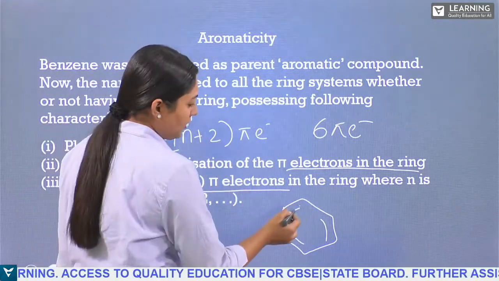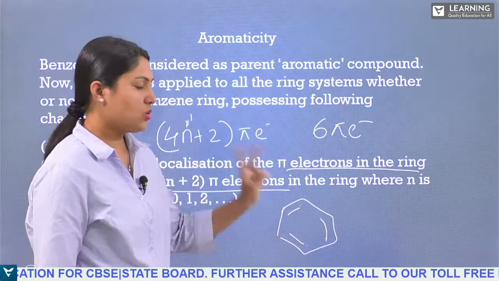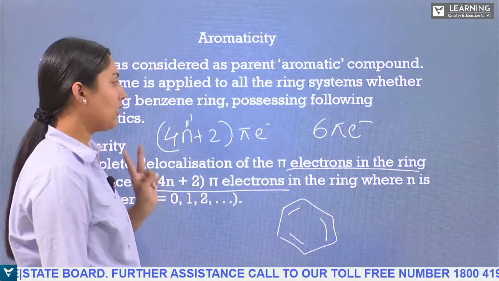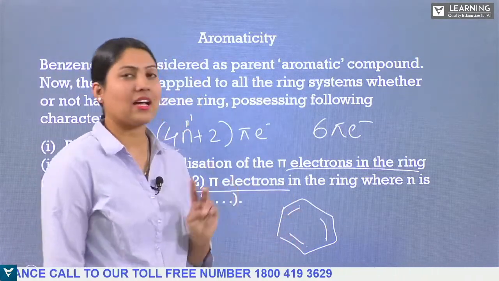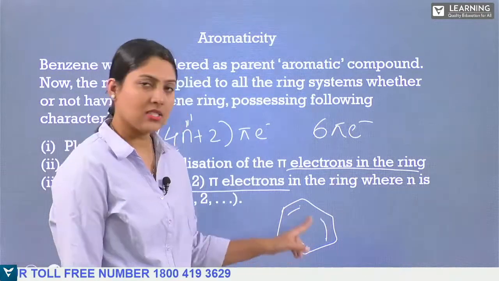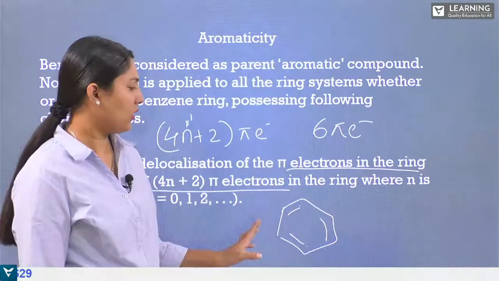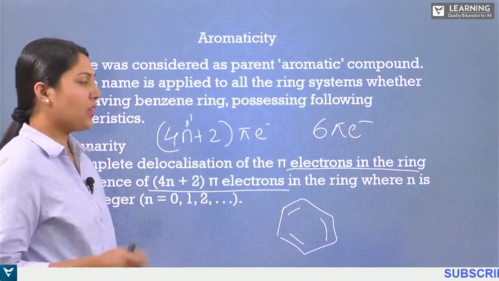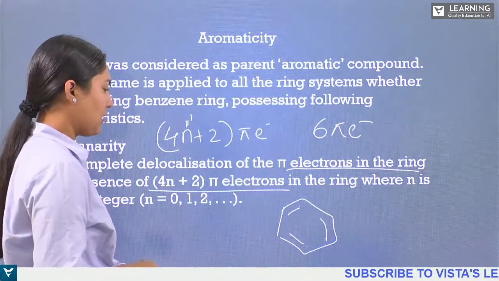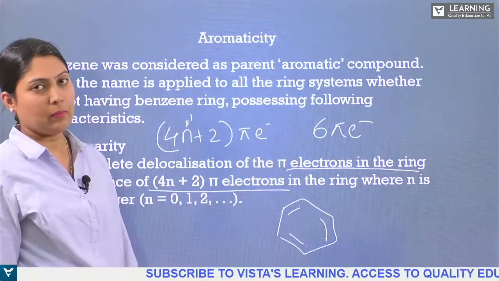6 means 1, 2, 3, 4, 5, 6. Each double bond will have 2 electrons, pi or delocalized electrons. So each bond can be considered as 2 electrons, and 2 threes are 6. So this benzene has 6 pi electrons. We are not considering the sigma bonds here, only the double bonds or the pi bonds. So we get 6 pi electrons, which is satisfied by benzene.